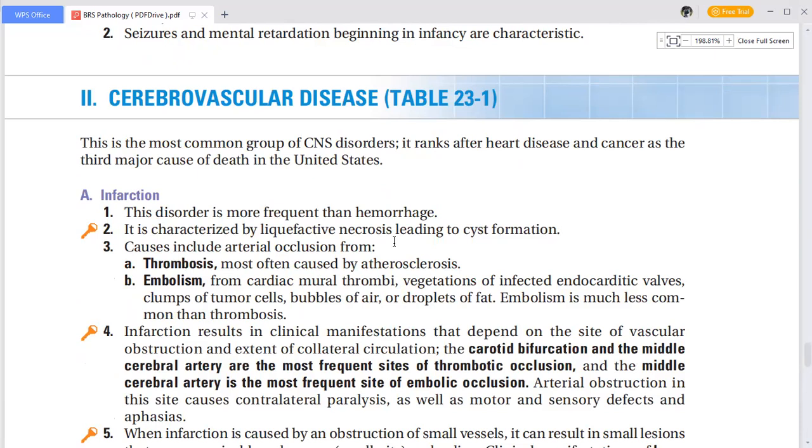So cerebrovascular disease, meaning that we are talking about the conditions, or maybe let's just cut this video so that we start another one for the last one.